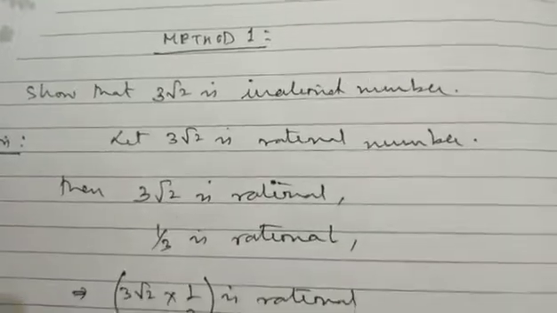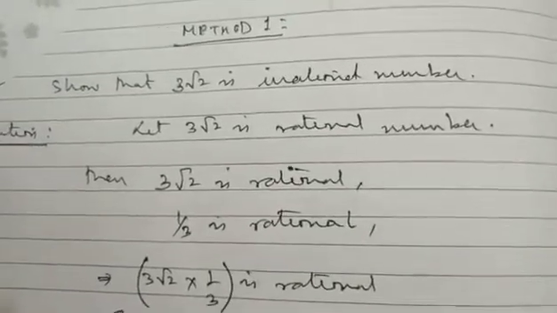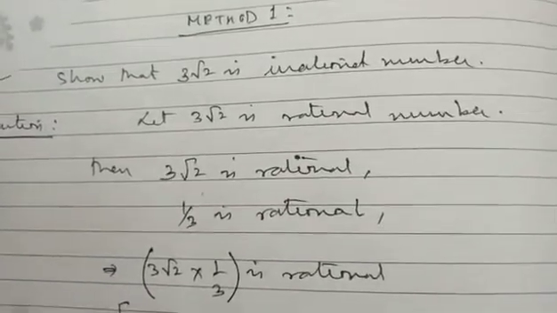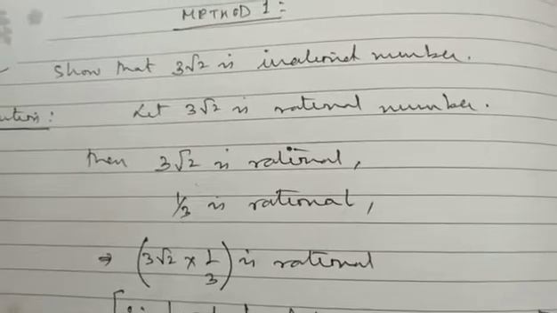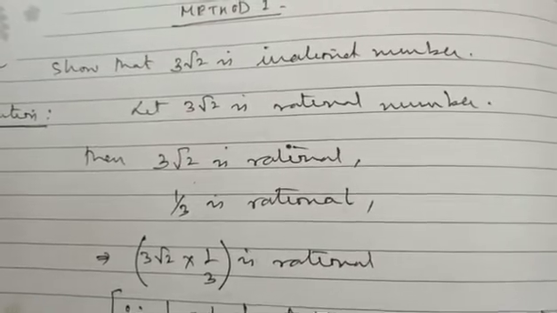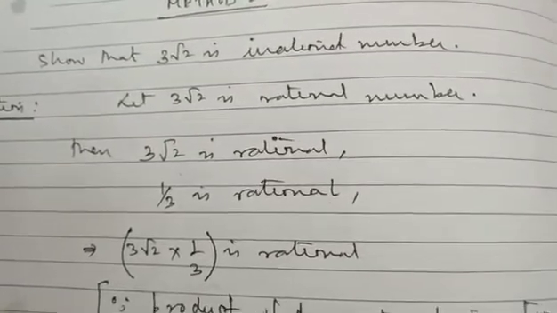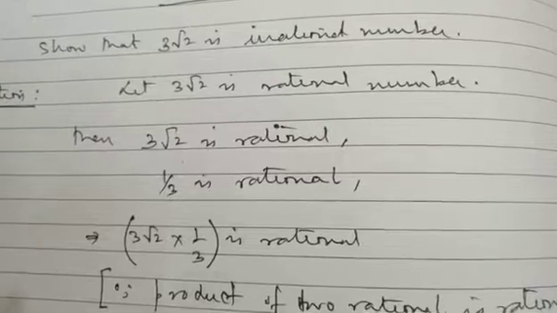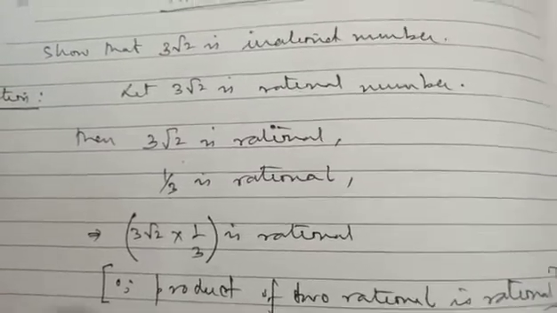Now I take up one more pattern of a question, and the question is, show that 3 root 2 is an irrational number. And for this also we will take two different methods. Let us take up the first method. Let 3 root 2 be a rational number. We are assuming that 3 root 2 is a rational number.